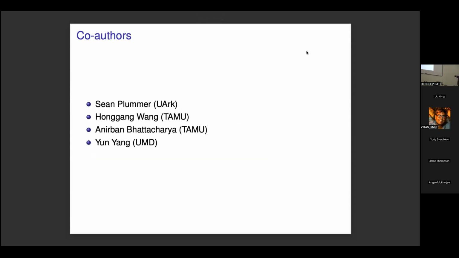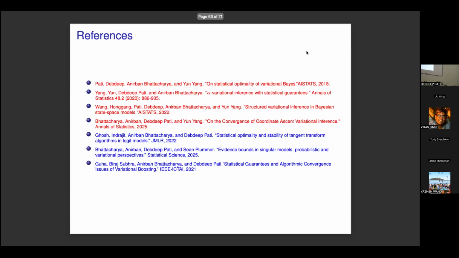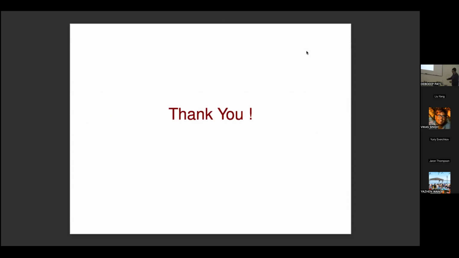So this is joint work with a couple of students. Sean is now a faculty member at the University of Arkansas. Honggang is a final year student at A&M, and my colleagues Anirban at A&M and Yoon, who is currently at Maryland. I talked about these 4 papers, which are in red. There are other variational inference works that I have done, which are in blue in case you're interested. And that's it. Thanks for your time.